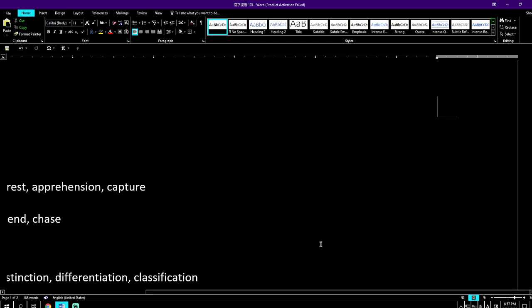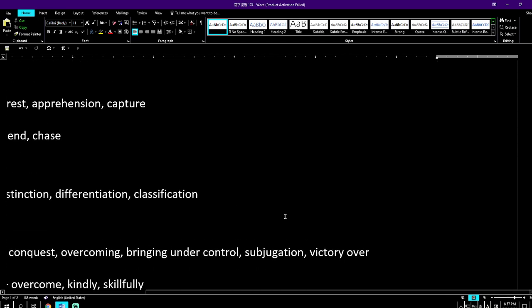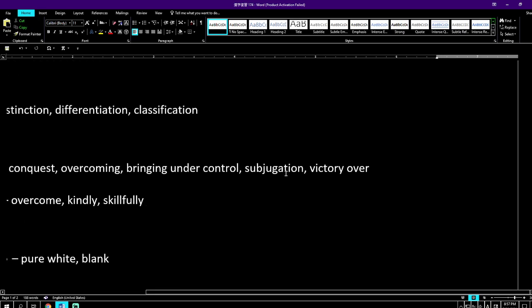Next was a distinction or a differentiation with kubetsu. Kubetsu. Conquest or overcoming was kokufuku. Kokufuku. Kokufuku is conquest or overcoming something. Next is pure white or blank with mashiro.